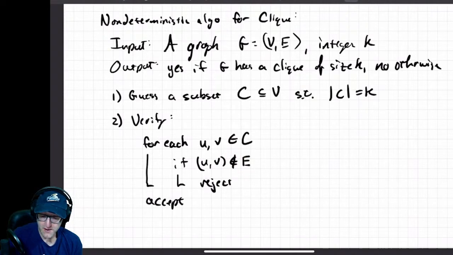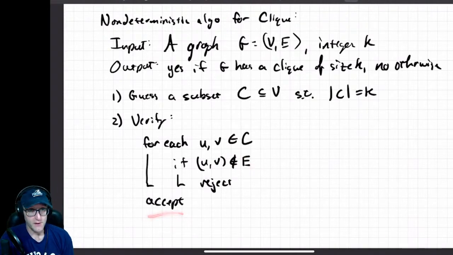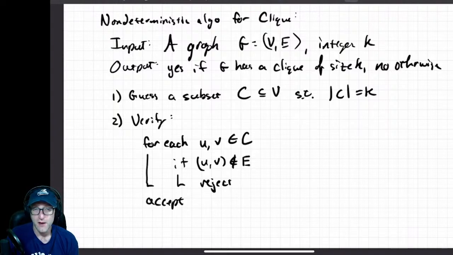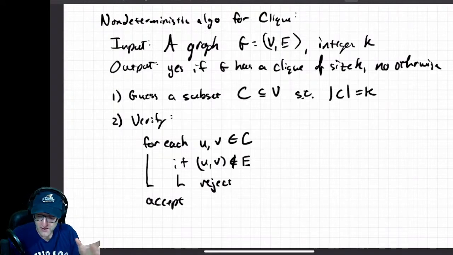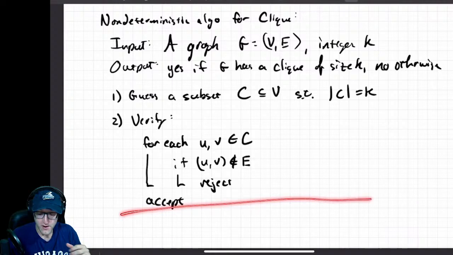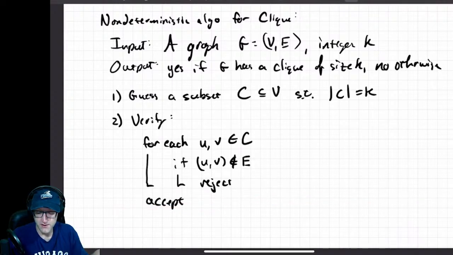And again, this is done by magic, right? We're not randomly generating a subset of size k. We're not looking at all subsets of size k. We're not looking at them all in parallel in one massively parallel operation. We are magically guessing a solution, and the real non-deterministic magic is that if there is any computation path in this entire thing that accepts, then the entire machine accepts, the entire algorithm accepts.